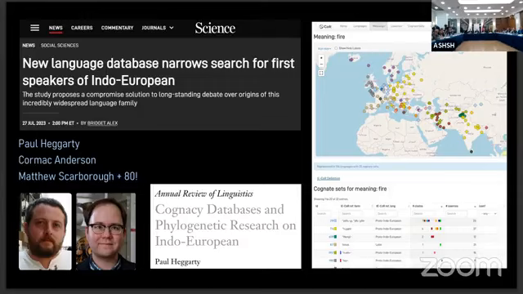You can see those dots of all the languages we covered. We had 80+ linguists, contributors, specialists in these languages. So the database is still there, and it's a resource we hope other people will use. But in this particular phylogenetic analysis, which I'll explain, they have given this title, narrows the search for the first speakers of Indo-European. It doesn't say we have provided the definitive answer.